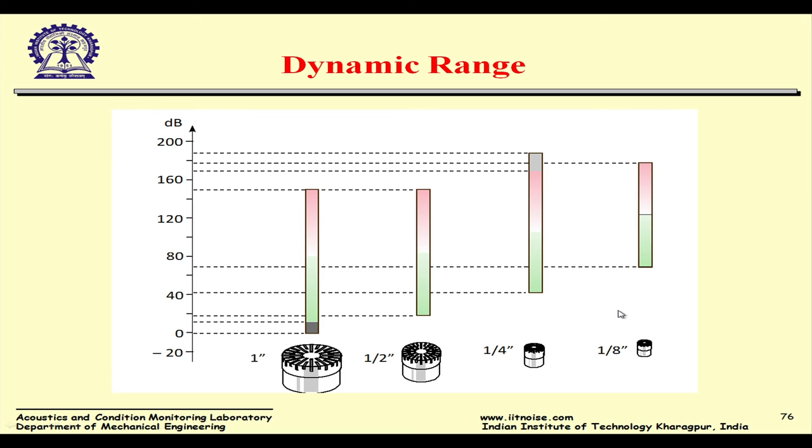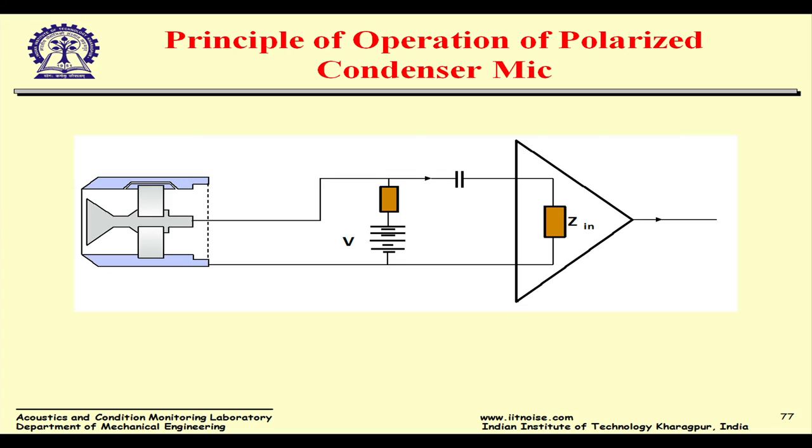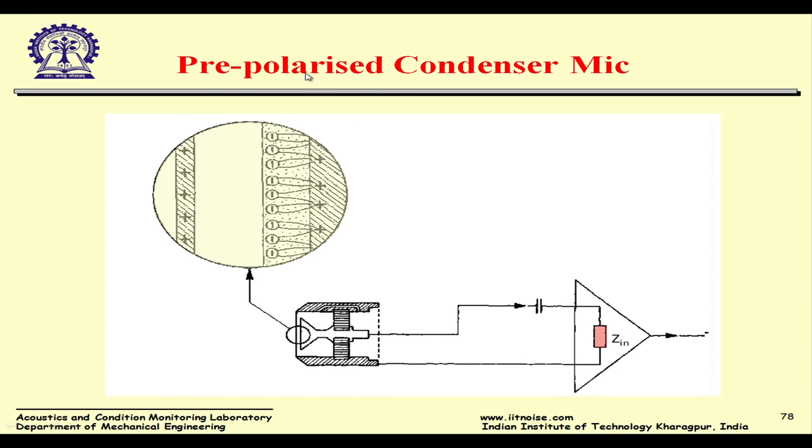If you look into any microphone manufacturer's catalog, you will see different sets of microphones, with sensitivity, range, and so on. And this is the polarized condenser microphone. We give a voltage source, and this is the diaphragm. In the pre-polarized one, we put some material here, and this charge is responsible for recording the pressure fluctuation.